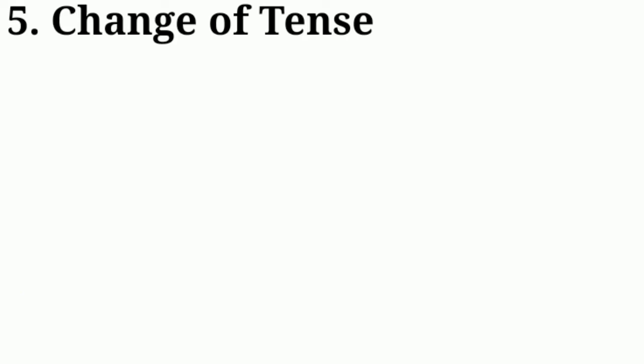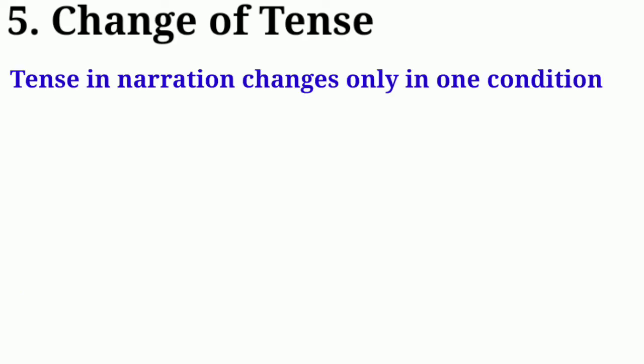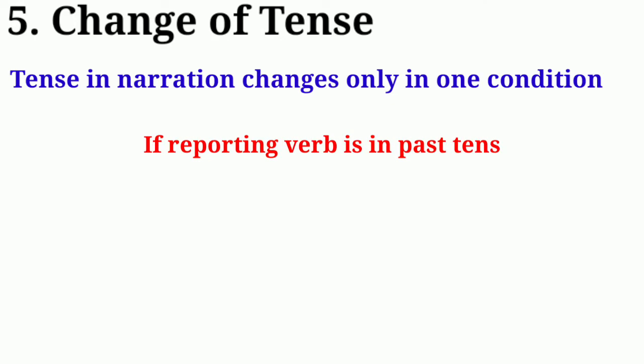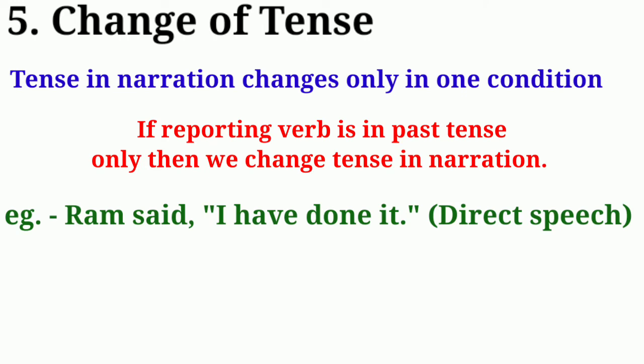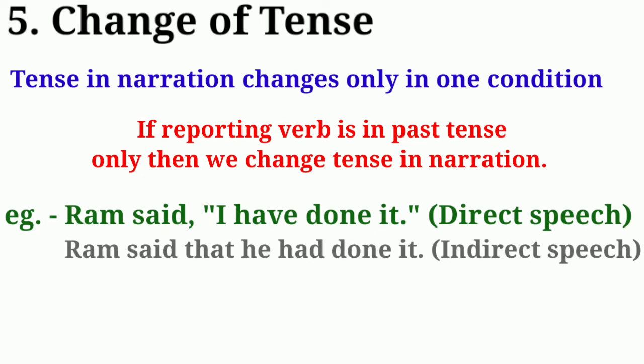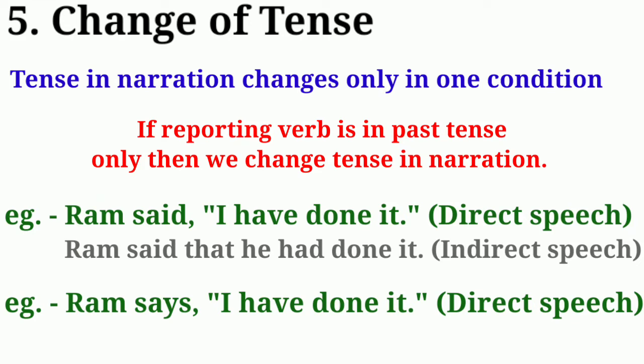Number 5, change of tense. For changing tense, we have to keep in mind one thing, that there should be one condition, then only change of tense will take place in narration. What is that? If reporting verb is in past tense, only then we change tense in narration. One example, Ram said, "I have done it." This is direct speech. Its narration is Ram said that he had done it, indirect speech. Here we can see that the reporting verb is said, that is in past tense. That is why we have changed its tense.